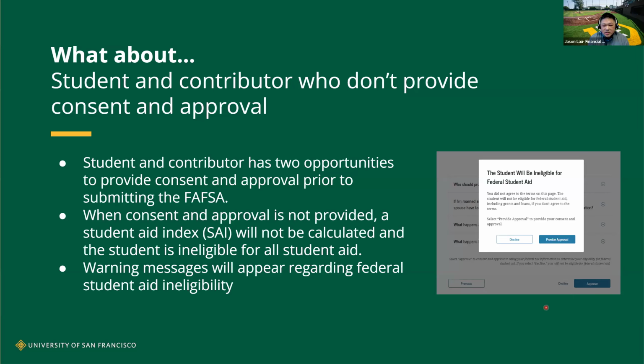What about students or contributors who don't provide consent? Let's say you don't allow the IRS or the FAFSA to pull that IRS information. Unfortunately, like I mentioned, this is a requirement for the student to be eligible for financial aid. But it does give you some warning. If you say decline or I do not accept, then it gives you two warnings asking, are you sure? So you can say, never mind, I'm going to go ahead and provide my approval, or no, I'm not going to. In that case, the student will not be eligible for federal student aid. But that's the process where it's now required versus optional.